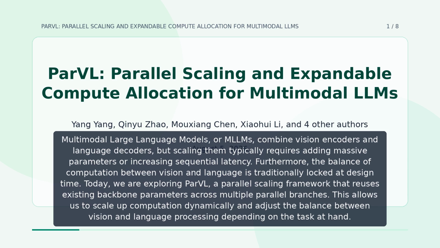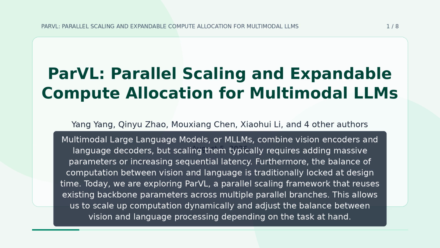Multimodal Large Language Models, or MLLMs, combine vision encoders and language decoders, but scaling them typically requires adding massive parameters or increasing sequential latency. Furthermore, the balance of computation between vision and language is traditionally locked at design time. Today, we are exploring ParVL, a parallel scaling framework that reuses existing backbone parameters across multiple parallel branches.